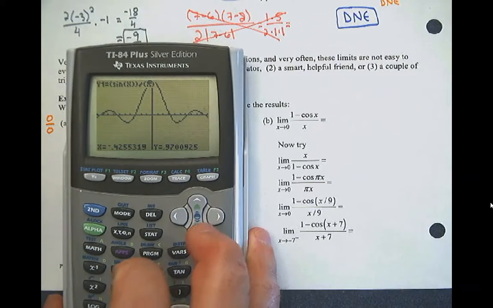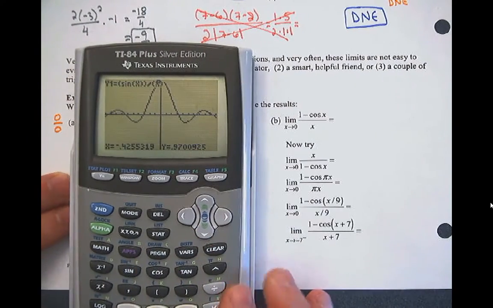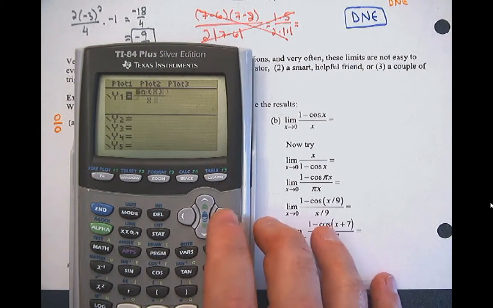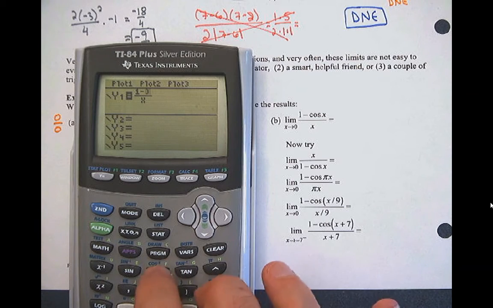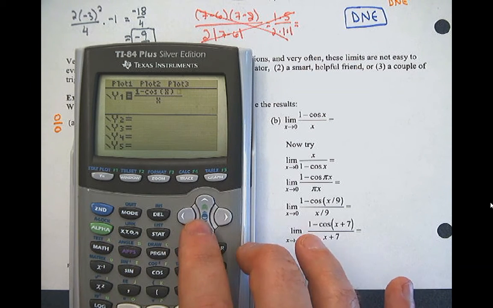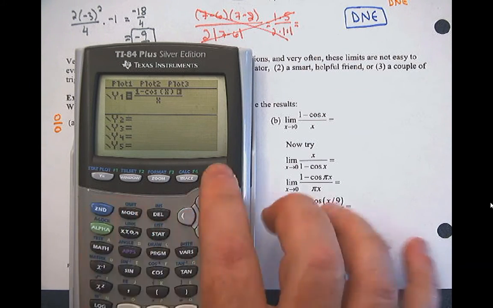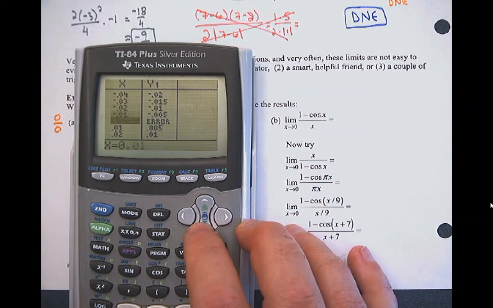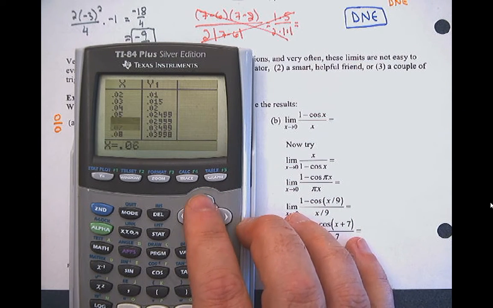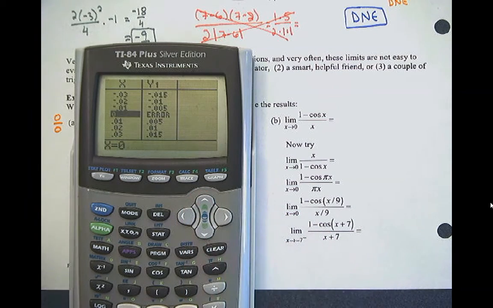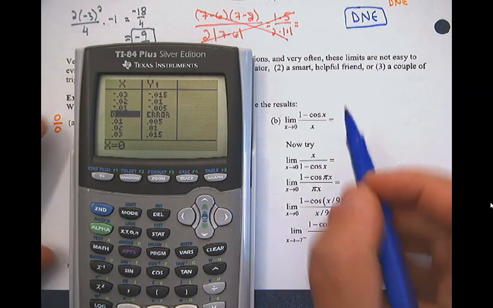And then we're going to do the same thing here for the limit of 1 minus cosine of x over x. This time we're approaching 0 again, so I go to my table. Now what does it look like we're approaching? Negative 0.02, negative 0.01, negative 0.00. It ends up, this approaches 0.